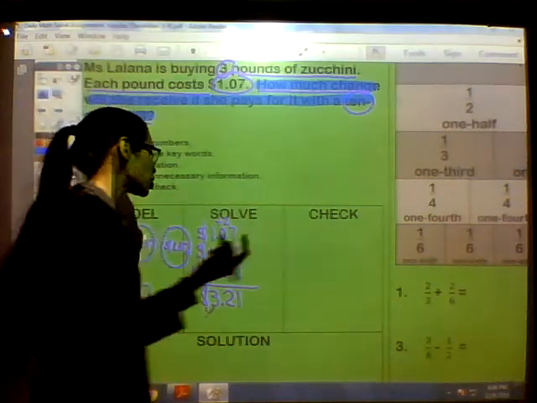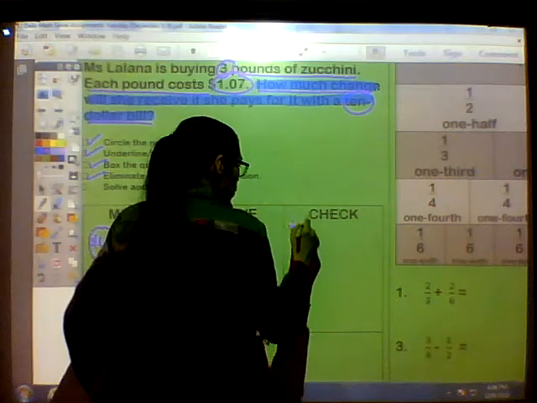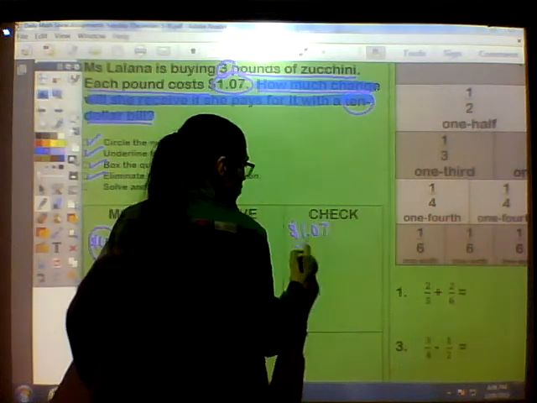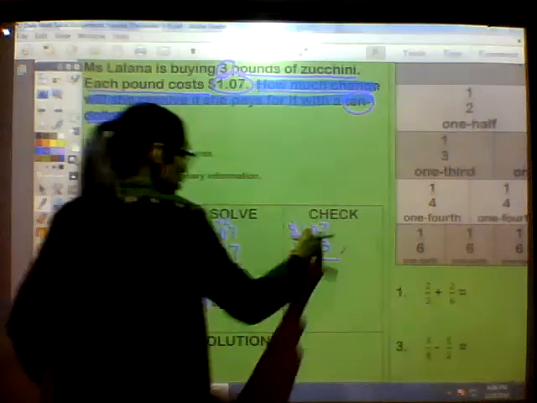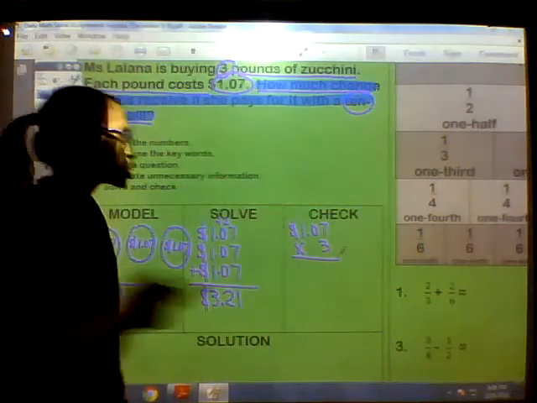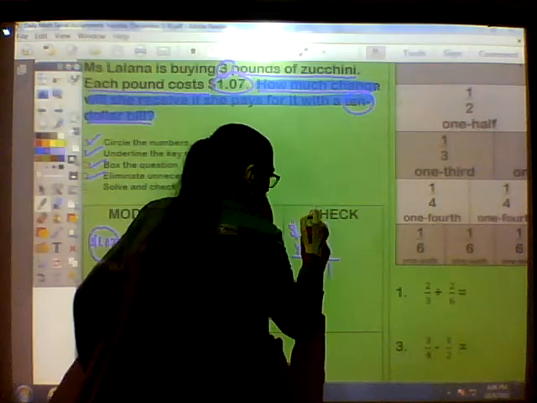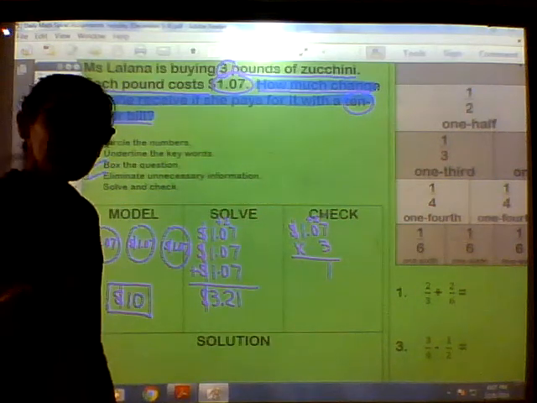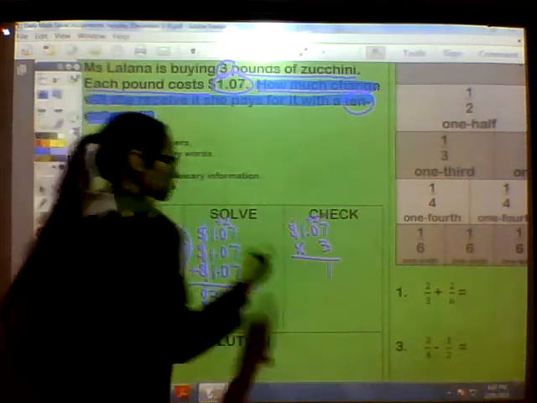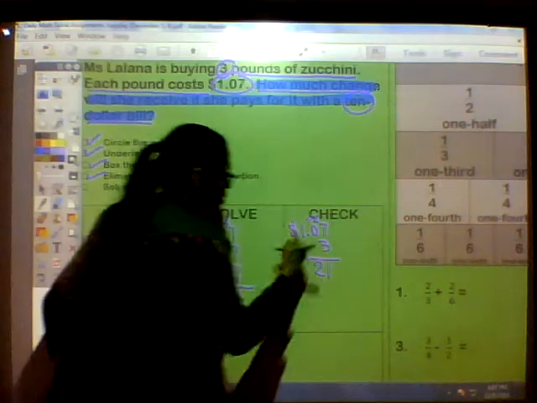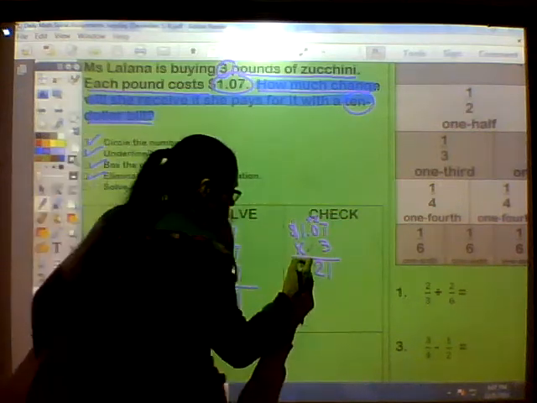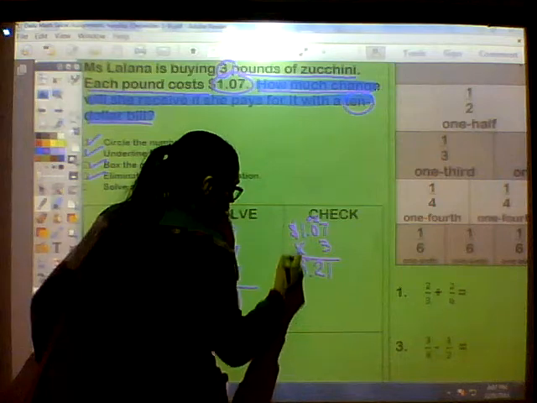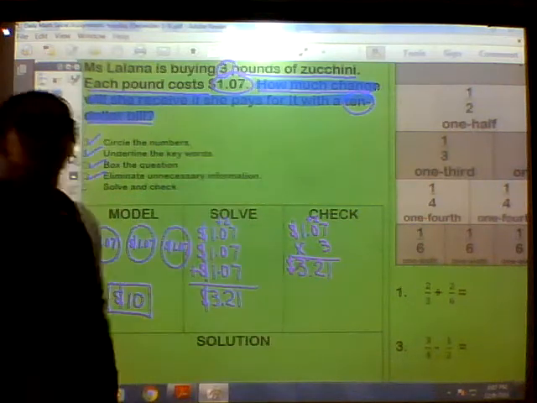to multiply. So let's do that. $1.07 times 3. 3 times 7 is 21. Write the 1 plus 2. 3 times 0 is 0 plus 2 is 2. And then 3 times 1 is 3. Put the decimal right there and bam! Look, we checked that work.